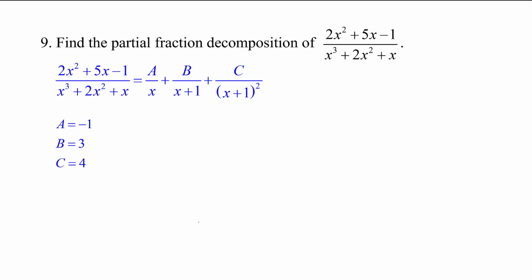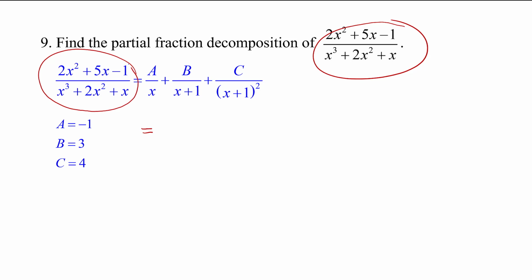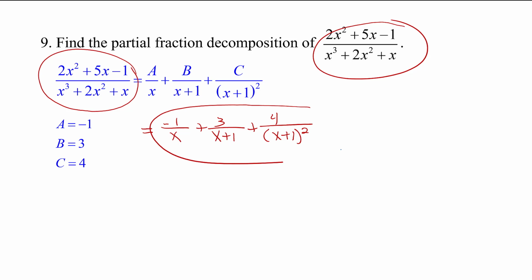So what we're doing is rewriting our original rational expression as the sum of 3 simplified rational expressions. Knowing what a, b, and c are, I can just rewrite this original rational expression as negative 1 over x plus 3 over x plus 1 plus 4 over x plus 1 squared. And we got it. All right, and I believe that's the last problem I was going to try for today.